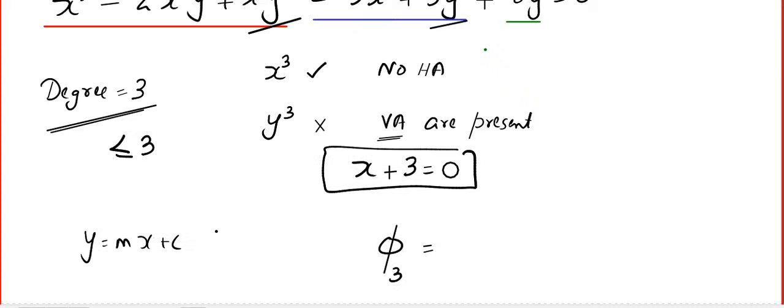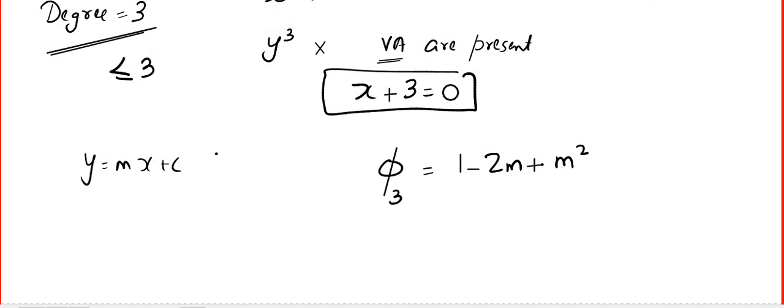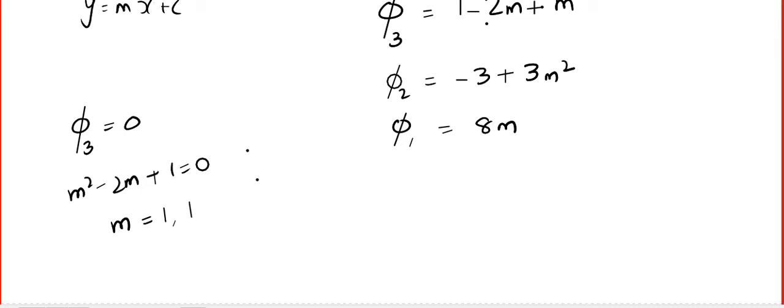So we write, let y equal to mx plus c be the oblique asymptote, and then we'll write phi 3 as always. So tell me, what is phi 3? So that will be 1 minus 2m plus m square, and then we write phi 2 and phi 1. Phi 2 is minus 3 plus 3m square, and phi 1 is equal to 8m. You can confirm it. So the first thing to do is equate phi 3 to 0. M square minus 2m plus 1 equal to 0. That gives me m equal to 1, 1. It's (m minus 1) the whole square.